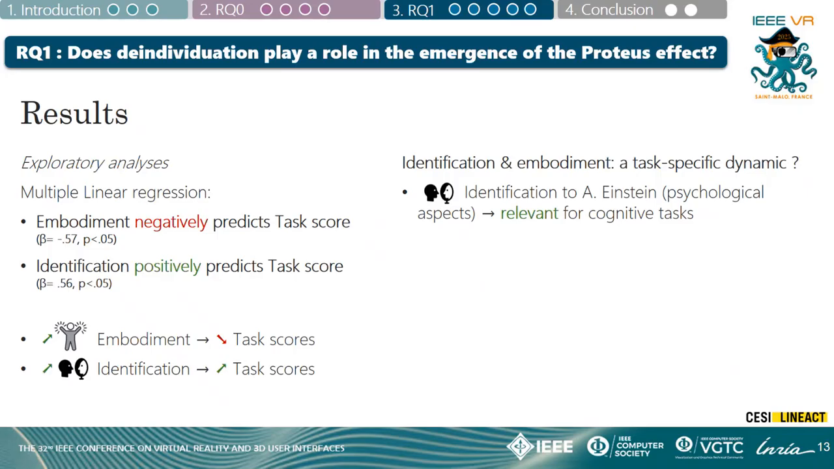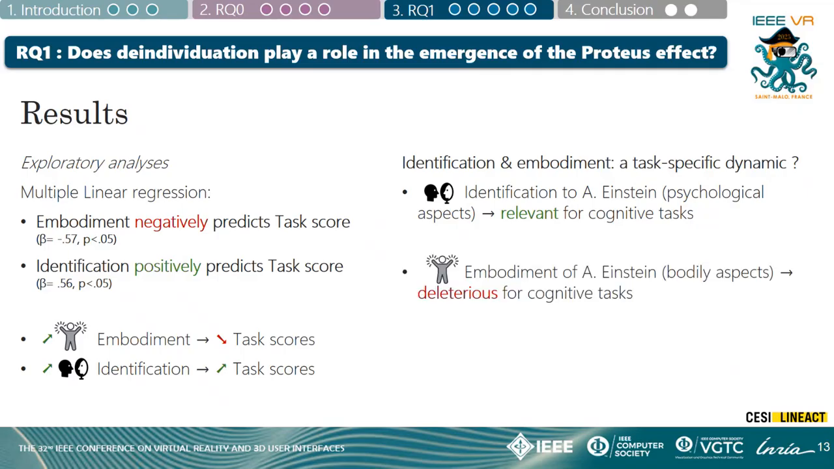Indeed, high identification with Albert Einstein, so emphasizing the psychological link between the user and the avatar, would be positive for the performance on a cognitive task, whereas high embodiment, so emphasizing the bodily aspects of Albert Einstein, may be deleterious, as the avatar may be perceived more as an elderly man than a figure of intelligence. Further testing is still required to see if other task-specific dynamics can be found using different experimental settings.